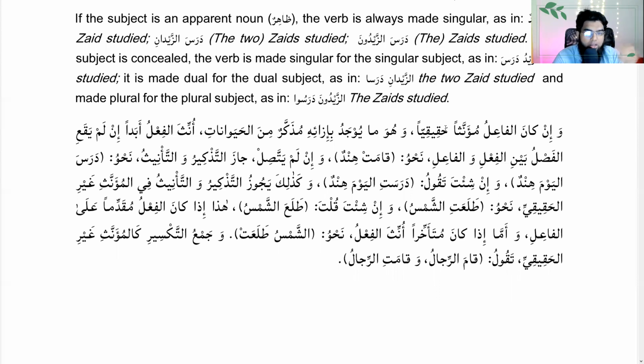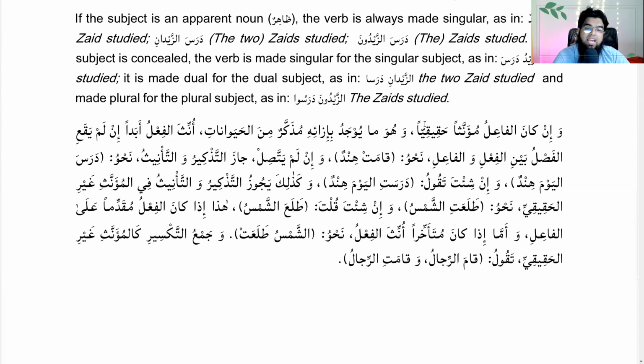وَإِنْ كَانَ الْفَاعِلُ مُؤَنَّثًا حَقِيقِيًا. Now the problem comes with feminine noun. If it is مُؤَنَّث حَقِيقِي, real feminine, you know مُؤَنَّث حَقِيقِي and غَيْر حَقِيقِي or مَجَازِي. That is real feminine, that is, there is a male partner, or whoever is born, right? حَقِيقِي, like a girl, a boy. You have the opposite, like the sun is feminine in Arabic. It is not haqiqi because there's no male partner of the sun.